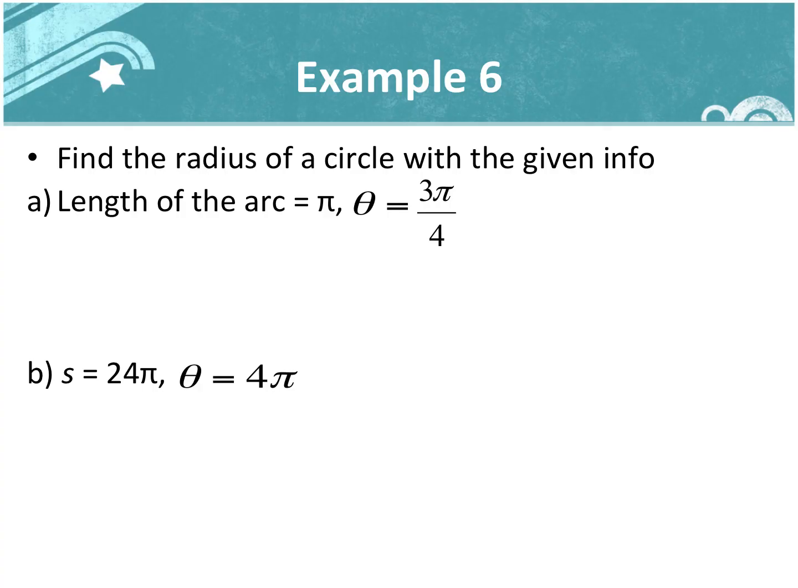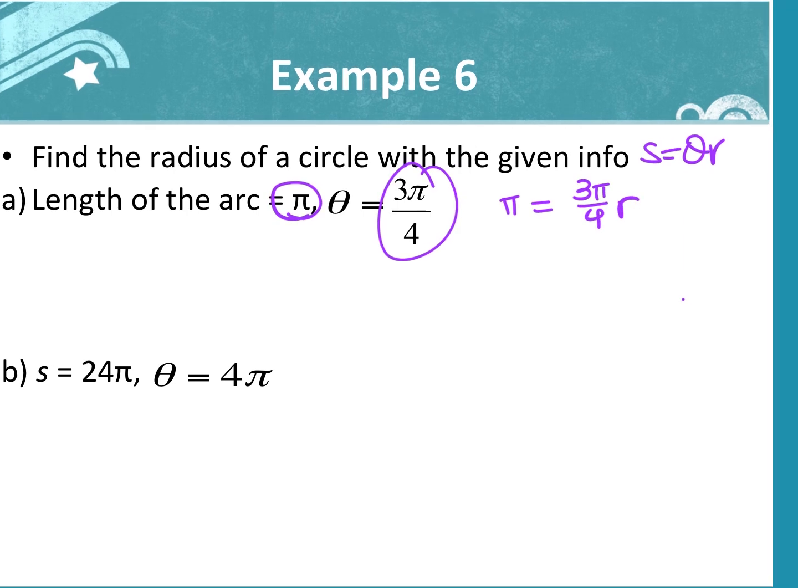All right, last one just reverses it. So find the radius of the circle with the given information. This time I'm giving you the arc length and theta, you give me the radius. So just plug it in and solve for r. So length of the arc would be the S. This is pi equals theta, which is 3 pi over 4, times r, and I want to solve for r. How do I do that?